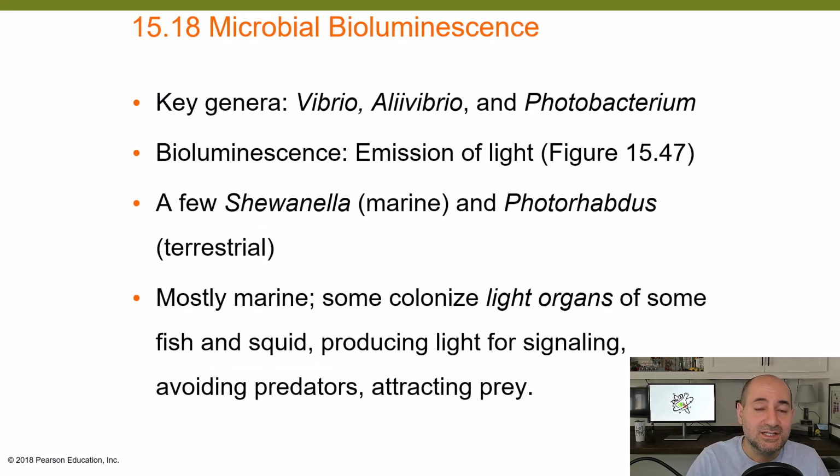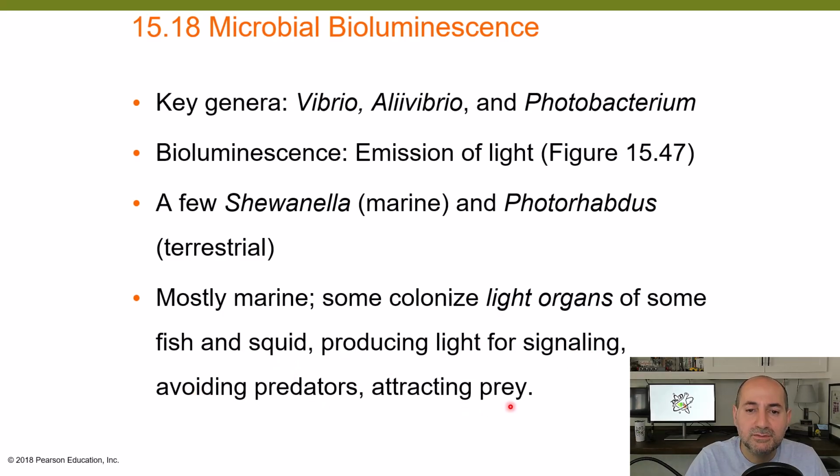Now, the final group here, the bioluminescent microbes. These functional types can bioluminesce. That means that they can emit light, right? Here are some key genera. Now, these are mostly marine. Some of them localize light in organs of fish and squid. They can produce light for signaling, avoiding predators, affecting prey.